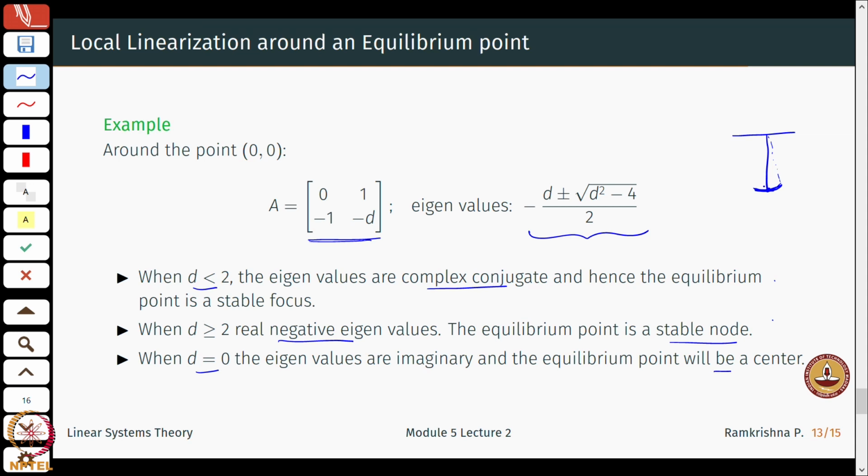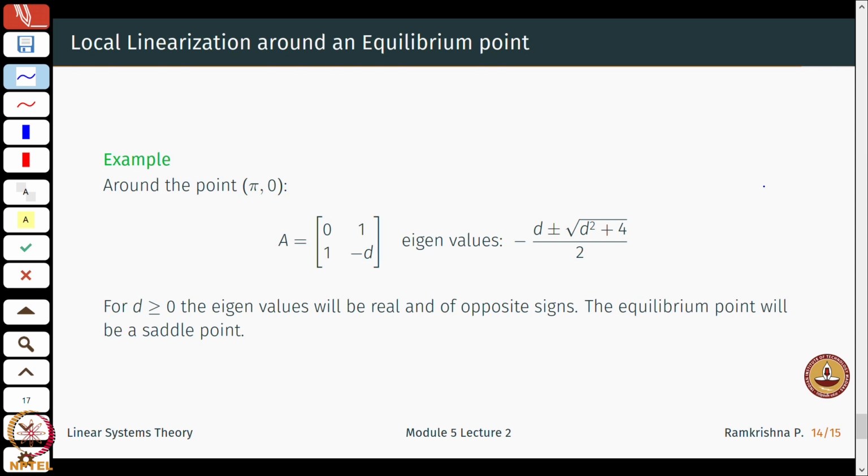Now, an interesting thing will happen when I am looking at linearization around the point (pi, 0), in which case my A matrix takes this form and the eigenvalues are like this. So, for D greater than or equal to 0, the eigenvalues will be real and of opposite signs, and the equilibrium point will be a saddle point. So, I can just quickly compute for the matrix [0, 1; 1, 0], with D equal to 0, the eigenvalues would be plus and minus 1.